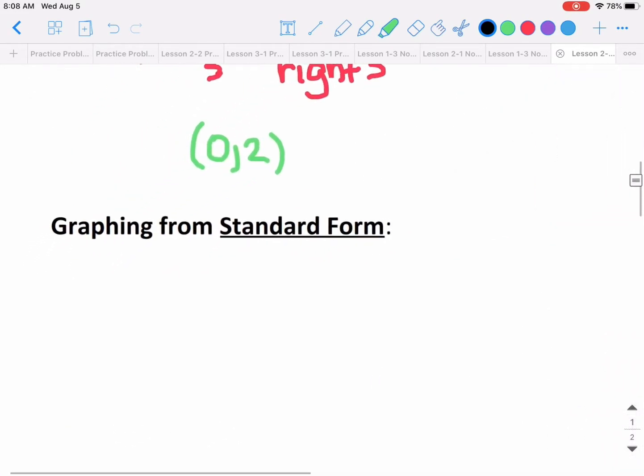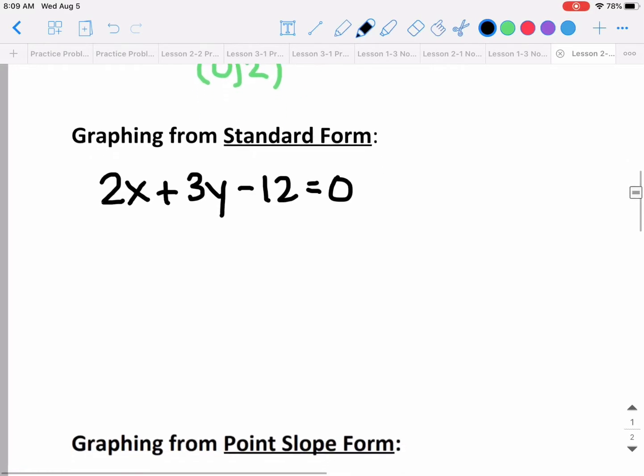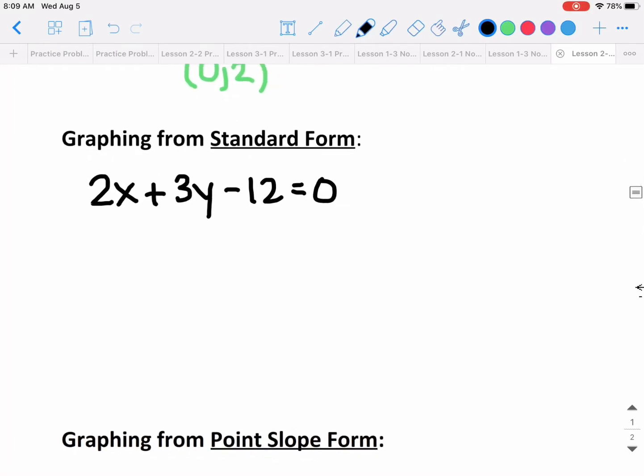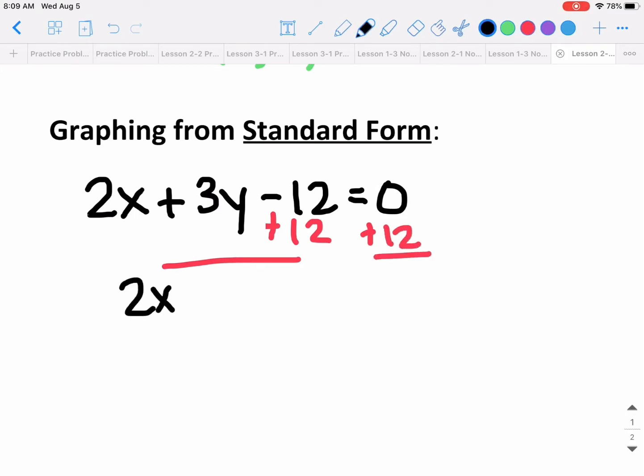Alright, for graphing from standard form, an example in standard form is if I have 2x plus 3y plus, oh, I'm sorry, I forgot the c, plus 6 is equal to 0. Or actually, let's do minus 12 is equal to 0. To graph in standard form, I think the easiest way is to bring this c to the other side of our equation. So I'll add 12 on both sides. I'll get 2x plus 3y is equal to 12.